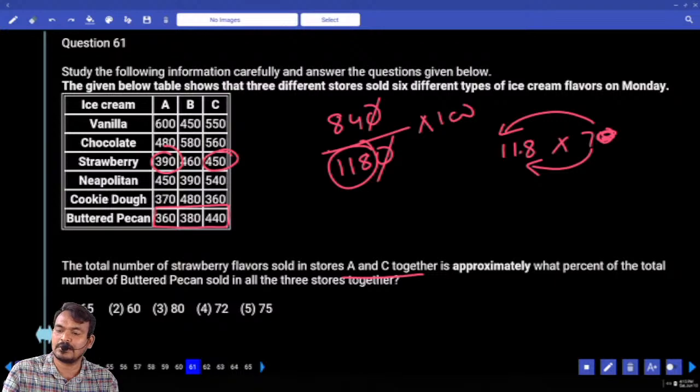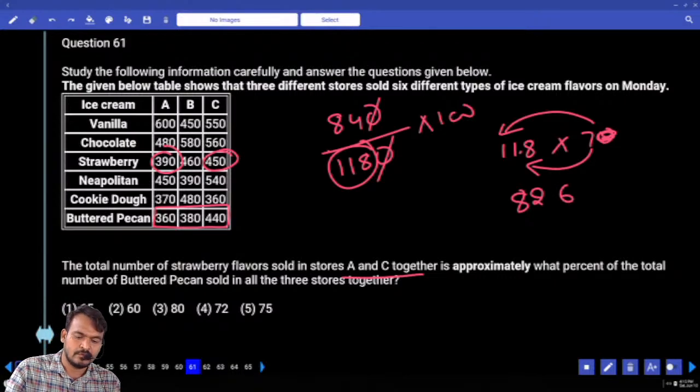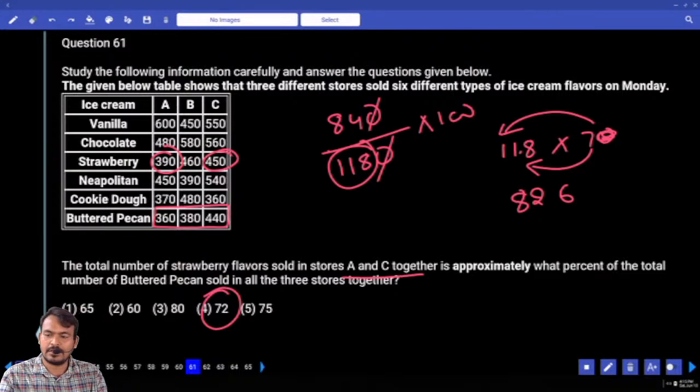How many times is it? 7 times. 7 elevens are 77. 7 into 0.8 is 5.6. Total it is 82.6. It is closer to 70% or not? Which option? 72. What is the 10%? 11.8. 7 times we are getting 82.6. It is closer to 70% or not?